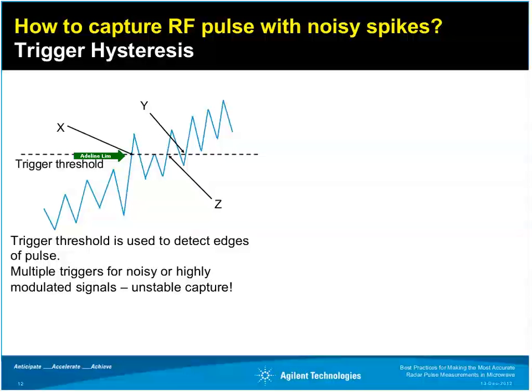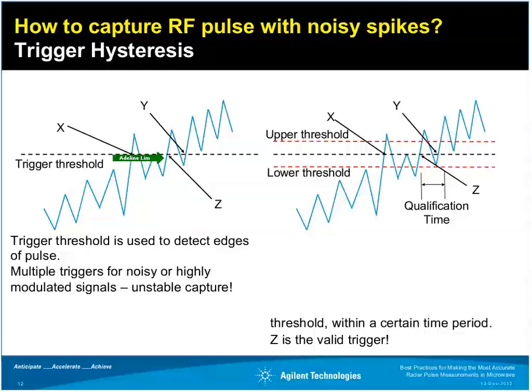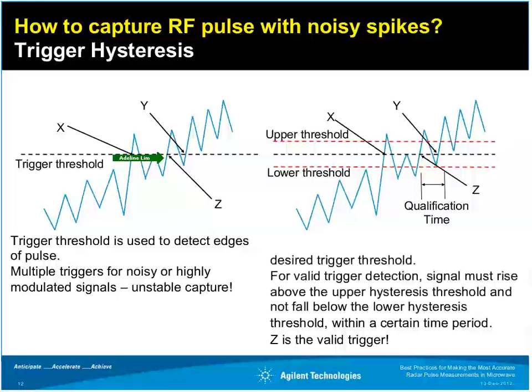However, if the noise were to be filtered out, the actual trigger point will be shown here at point Z. Therefore, to get a more accurate trigger, hysteresis is introduced. Instead of having just a single trigger threshold, two thresholds are provided, one on each side of the actual desired trigger threshold: an upper threshold and a lower hysteresis threshold.